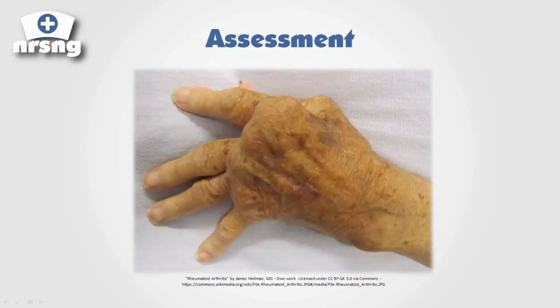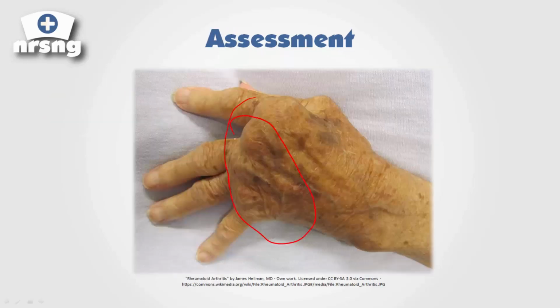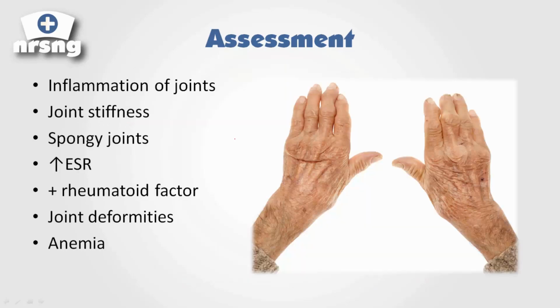So here's an example of a patient who would have arthritis in the hand. You can see that it actually leads to deformity of the hand. So it's this chronic inflammatory disorder of the joints that leads to this deformed look, okay? Again, here's another picture. You can see these joints here. You can see the deformity here in the wrists. So this would be a patient with arthritis.